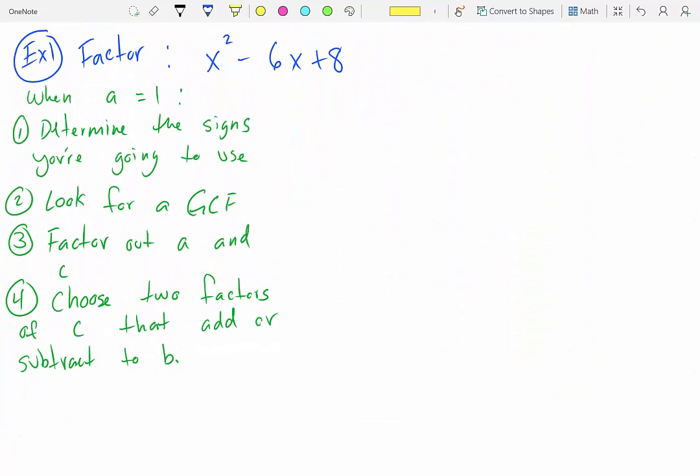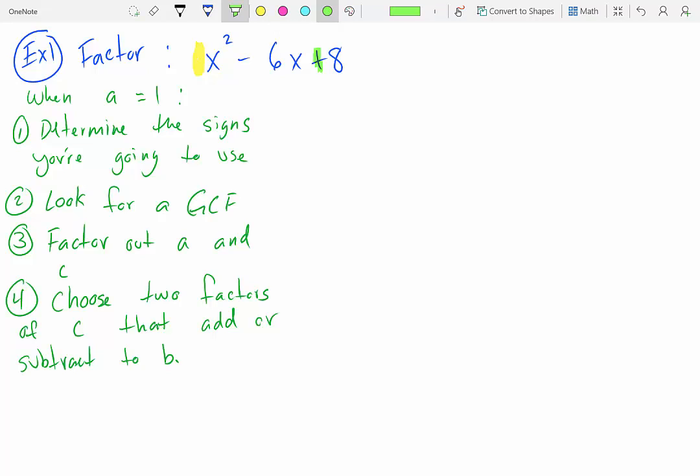So I have 4 simple steps on how to factor when a is 1. Now you don't need to follow the 4 steps, but they're there just for guidelines. The more you practice, the easier it will become. When a is 1, that means there's nothing in front of the x squared. The first thing you want to do is determine the signs you're going to use. So to determine the signs, let's take a look at c.